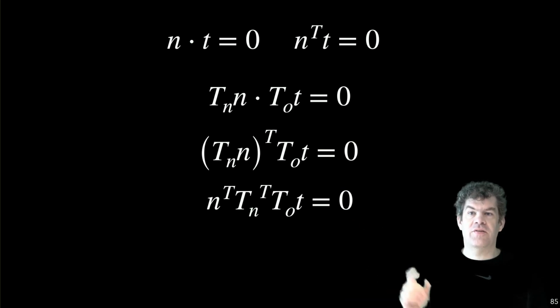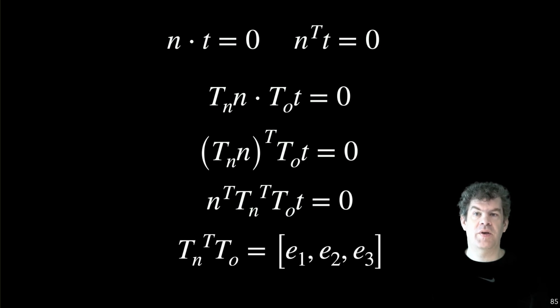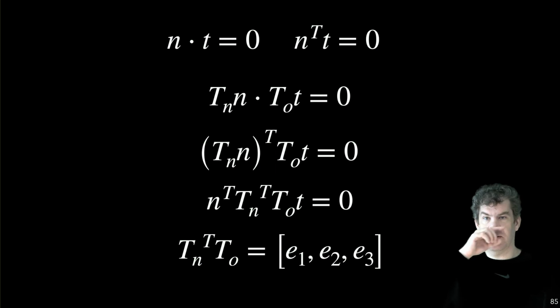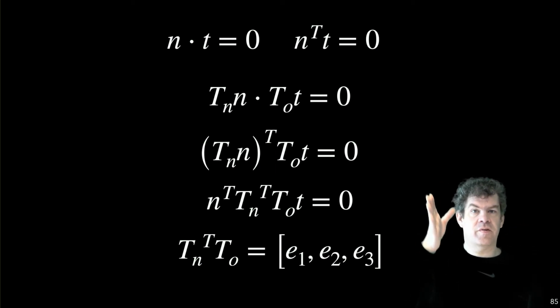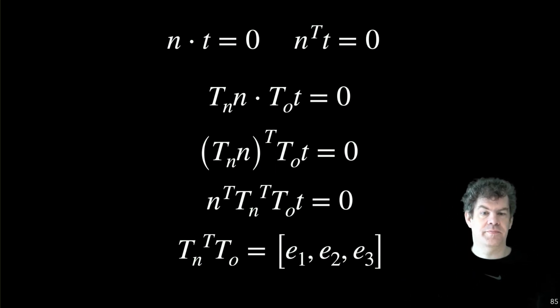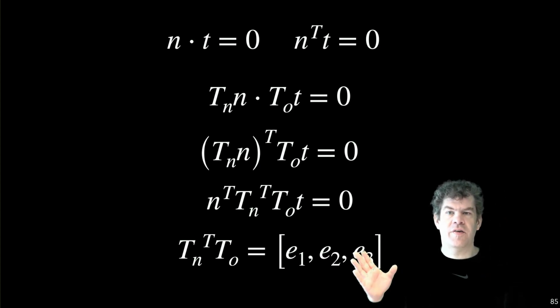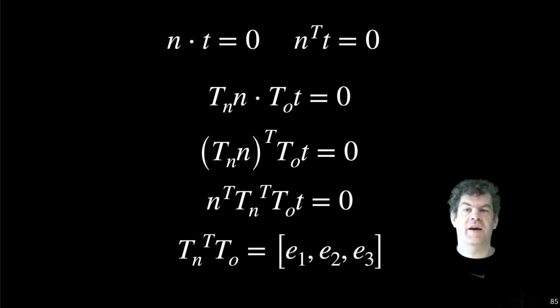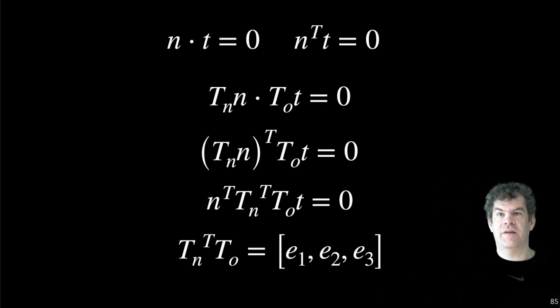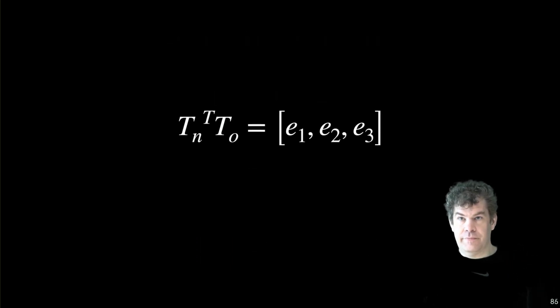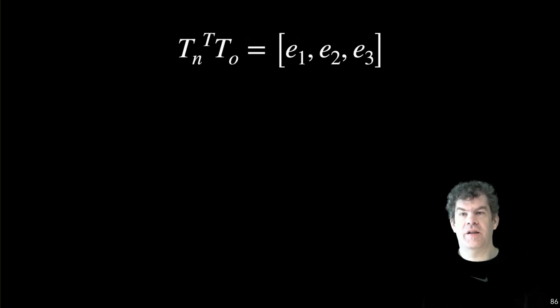Okay, so I want that Tn transpose times TO to be equal to the identity matrix, which is just 1 0 0, 0 1 0, 0 0 1 written into one matrix, right? That's just identity. Okay, so if I figured out how to make that product identity, then I figured out what Tn should be. So now all I need to do is solve that for Tn. So, okay, how do we do this?